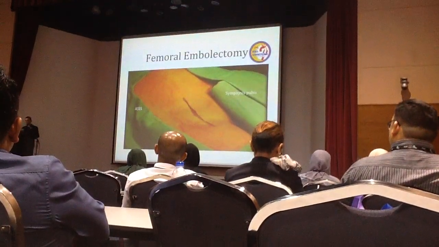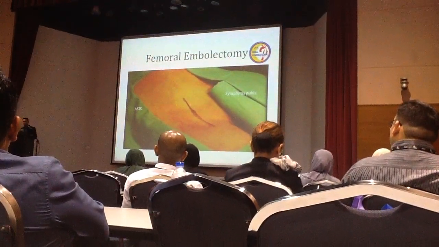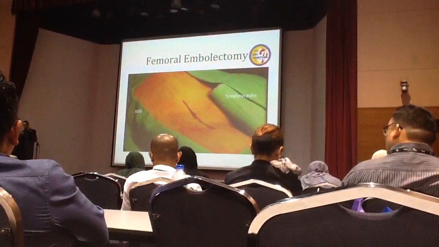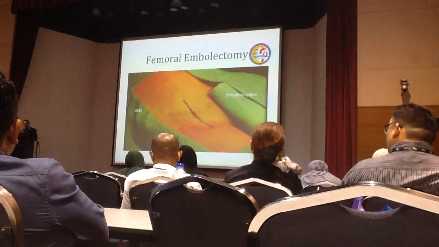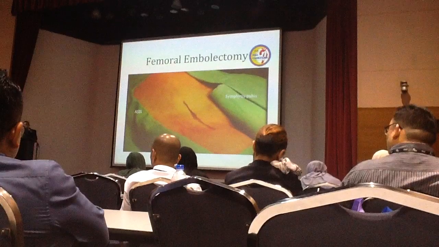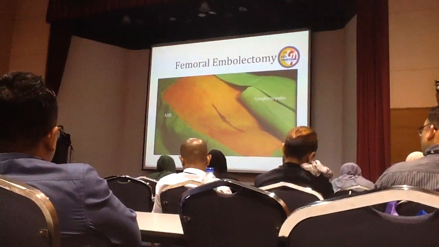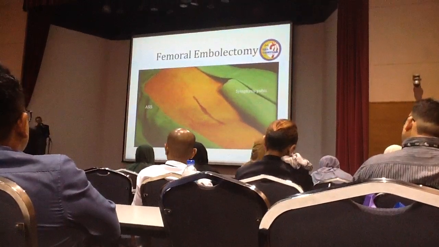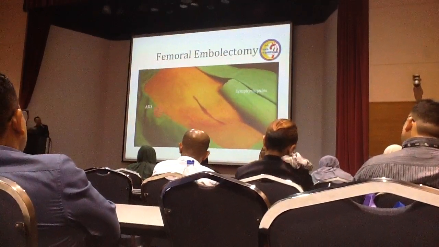Okay, straight to the procedure itself, femoral embolectomy. Before you start the surgery, first you have to mark the incision site. That means marking the surface anatomy of the femoral artery. As most of us already know, the femoral artery lies midway between the ASIS and the symphysis pubis.